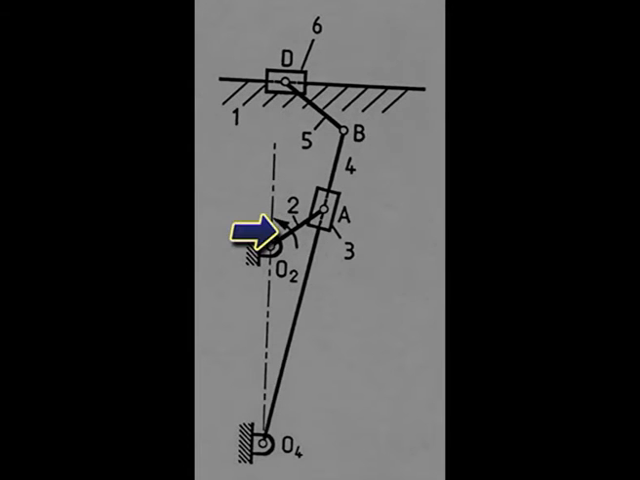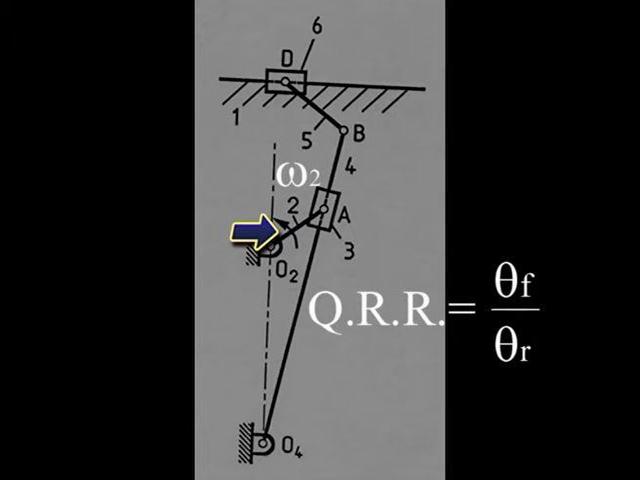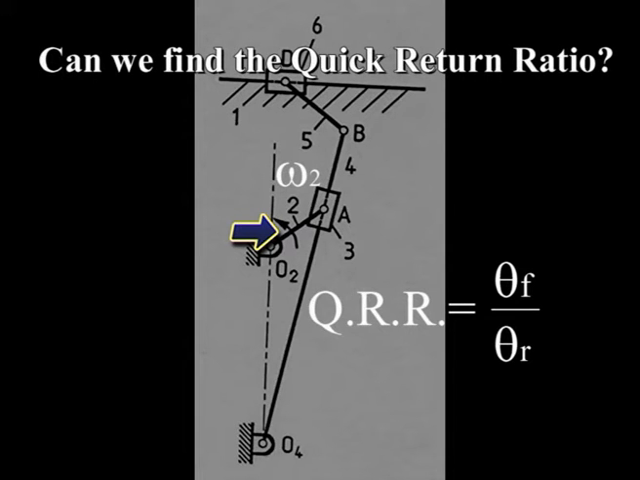Now, if link 2 is rotating at a constant speed, say omega 2, then the time it takes for the forward motion is theta forward, that is the rotation of link 2 during the forward motion, and for the backward motion is theta r, where theta r is the rotation of link 2 during the return motion. So, the problem is, given this mechanism, can we find the quick return ratio?